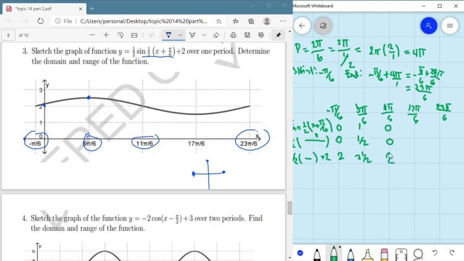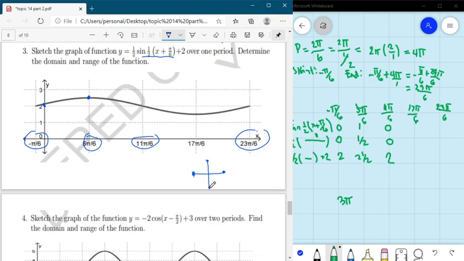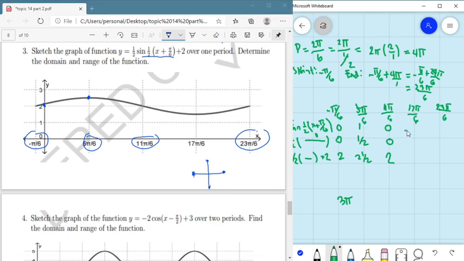Okay, this part is where you might struggle. Then 17 pi over 6 plus pi over 6 would be 18 pi over 6. 18 pi over 6 is 3 pi. Times 1/2, that would be 3 pi over 2. The sine of 3 pi over 2 is negative 1. So negative 1 times 1/2 is negative 1/2. And plus 2, negative 1/2 plus 2 would be 1 and 1/2.